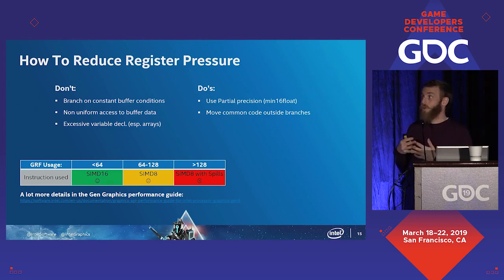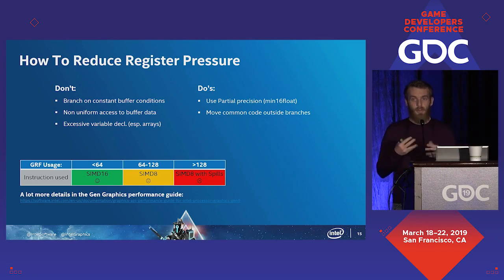Stuff you should try to do. Number one is really use of partial precision. I already mentioned on the previous slide, we actually do also support double throughput math, and you're going to use half of the registers required. So that's really one thing you should consider for performance. And the last point that you should try to do is move the common code outside of the branches, again, to avoid having to store into per lane registers.